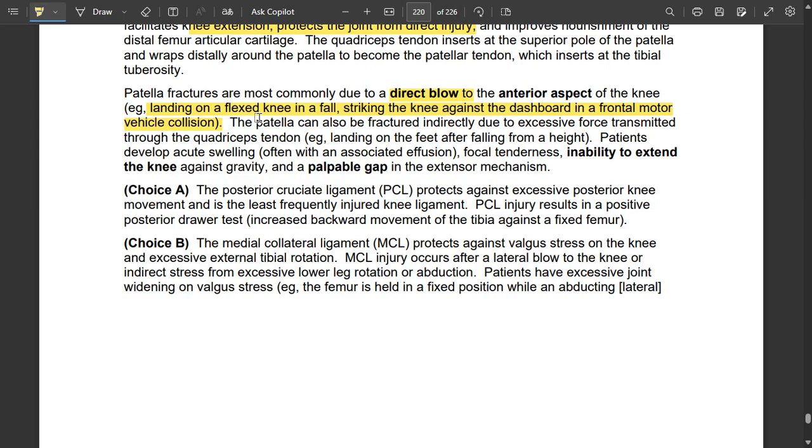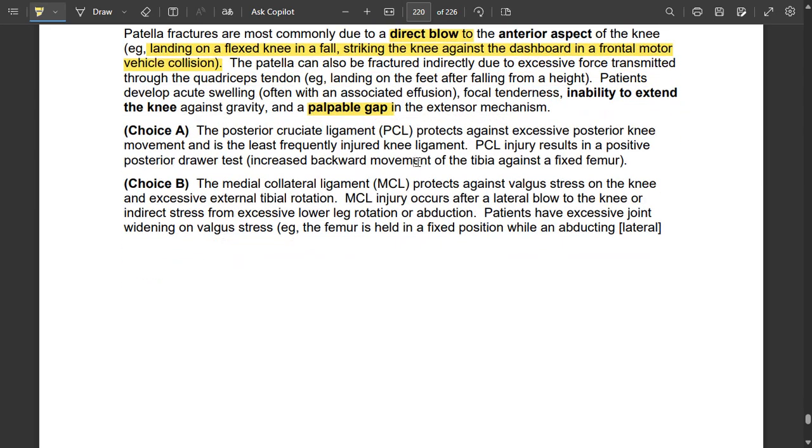Patients develop acute swelling, often with associated effusion, focal tenderness, inability to extend the knee against gravity, and a palpable gap in the extension mechanism. So there is swelling, tenderness, and impaired knee extension because of the patellar fracture and the gap in the extension mechanism.